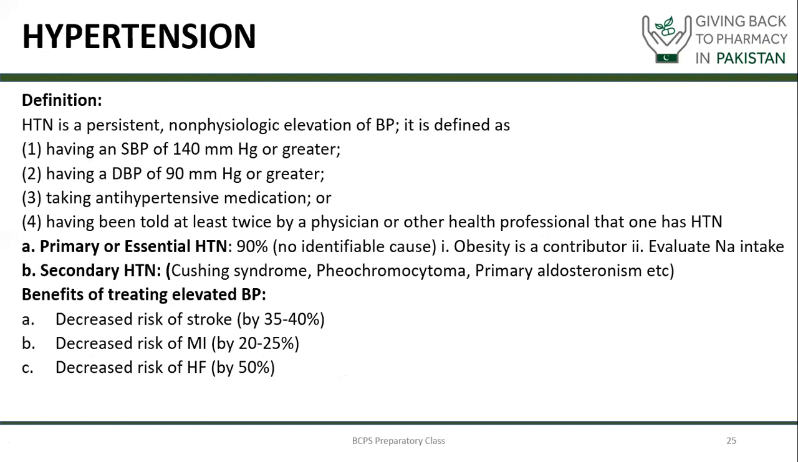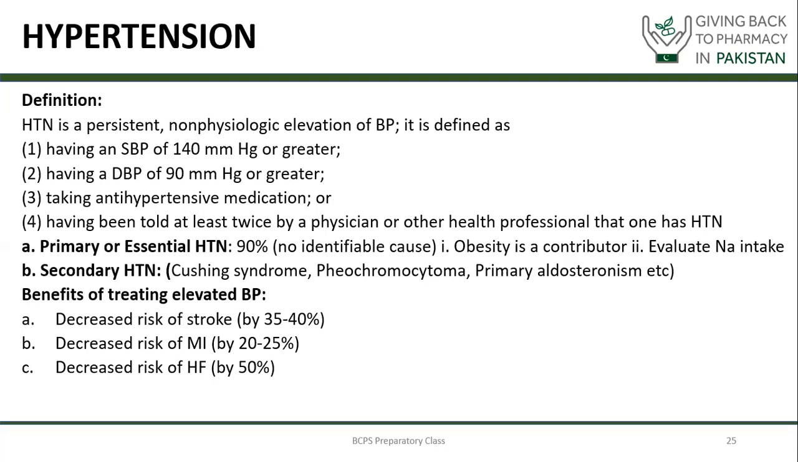Next topic is hypertension. Hypertension is a persistent non-physiological elevation of BP, defined as having systolic blood pressure of 140 millimeter mercury or greater, having diastolic blood pressure of 90 millimeter mercury or greater, taking antihypertensive medication, or having been told at least twice by a physician or other health professional that one has hypertension.